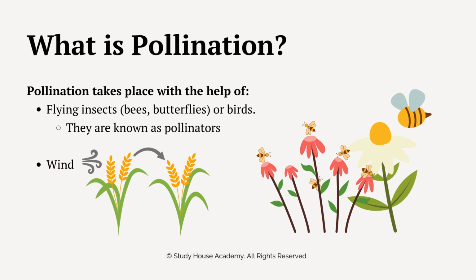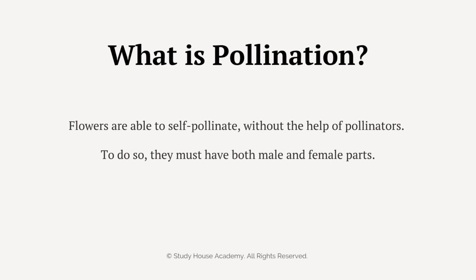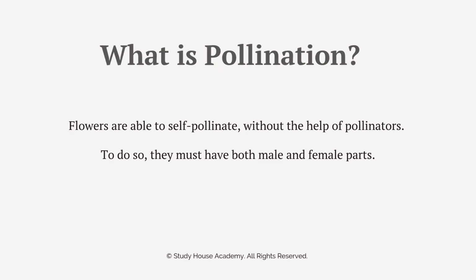Pollination can also take place with the help of wind. Flowers are able to self-pollinate, without the help of pollinators. To do so, they must have both male and female parts.